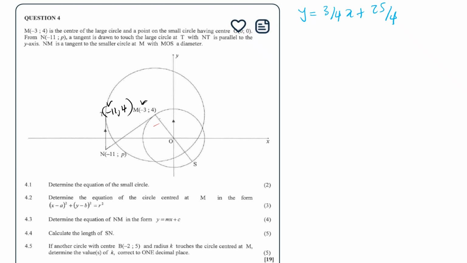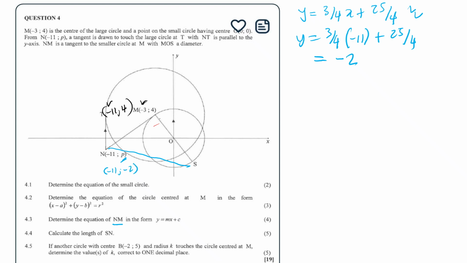Calculate the length of SN. Remember, this is our equation for NM. Because they want the length of SN, let's find the y-value for N. So y is equal to 3 over 4 times -11, which is our x, plus 25 over 4. Therefore our y is equivalent to -2, and so our N is (-11, -2).